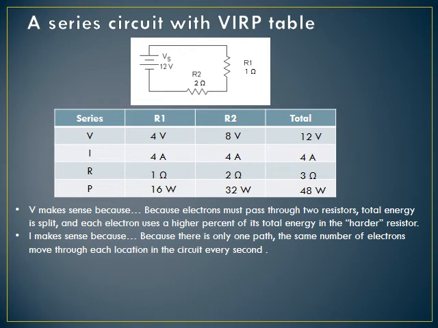The current makes sense because, as we mentioned before, there's the same number of electrons moving through each location in the circuit every second. This is conservation of mass and charge.